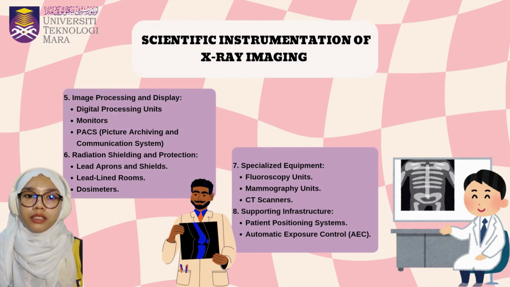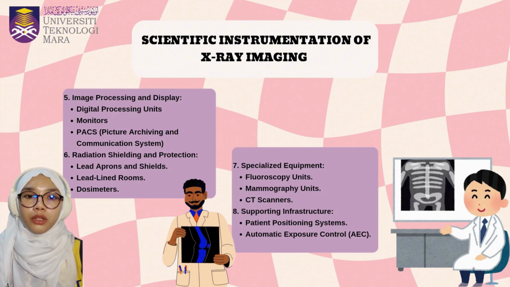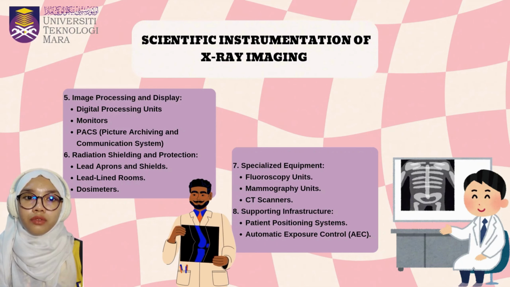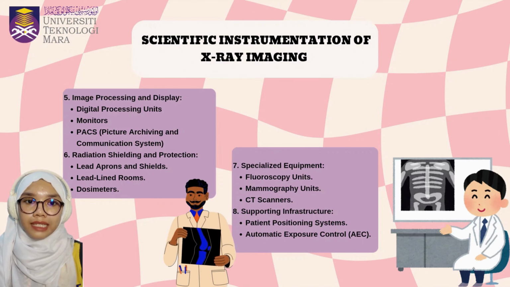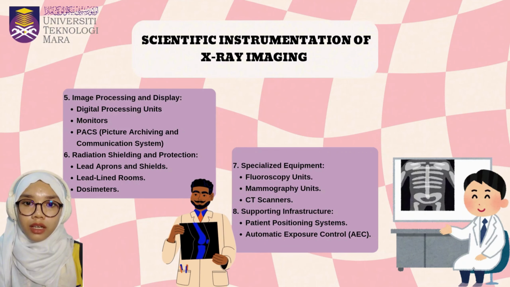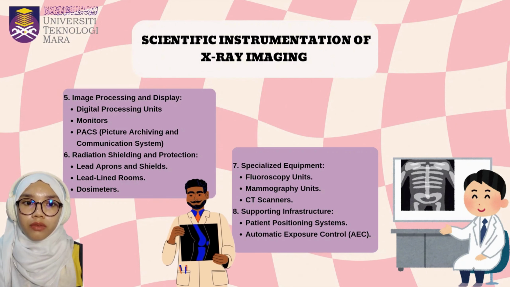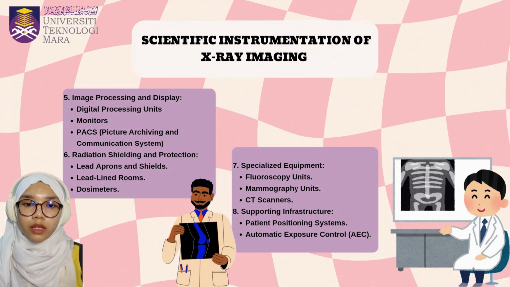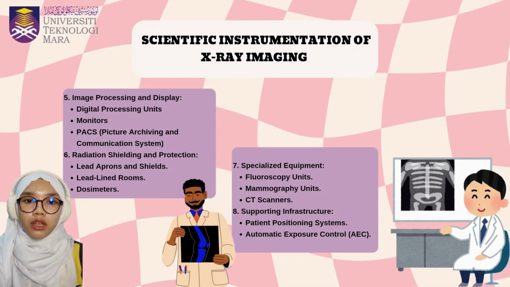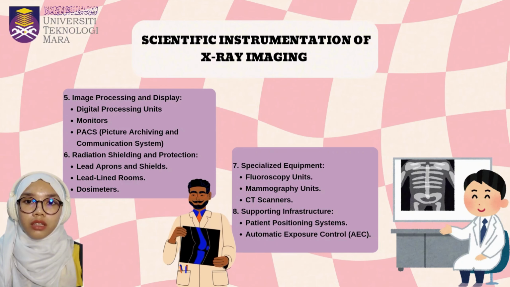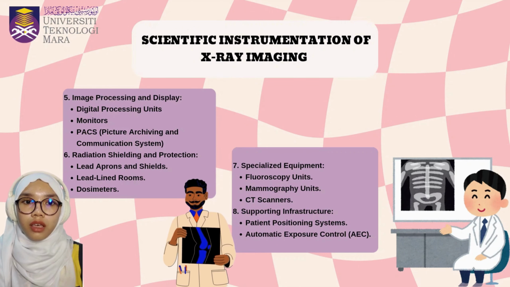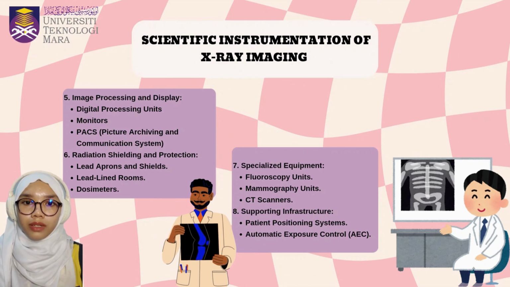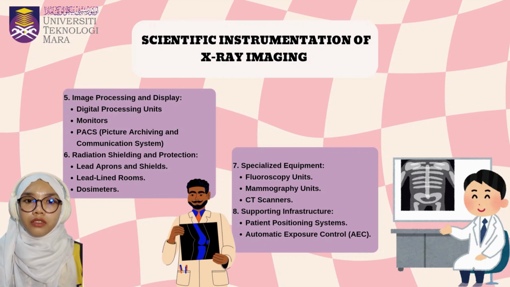Next is specialized equipment. Firstly, fluoroscopy unit provide real-time imaging for guiding procedure using an image intensifier and monitor system. Secondly, mammography unit, specialized X-ray equipment designed for breast imaging, often featuring compression paddle and lower energy X-ray. Thirdly, CT scanner use a rotating X-ray source and detector array to create cross-section image of the body, which are then reconstructed into 3D image.